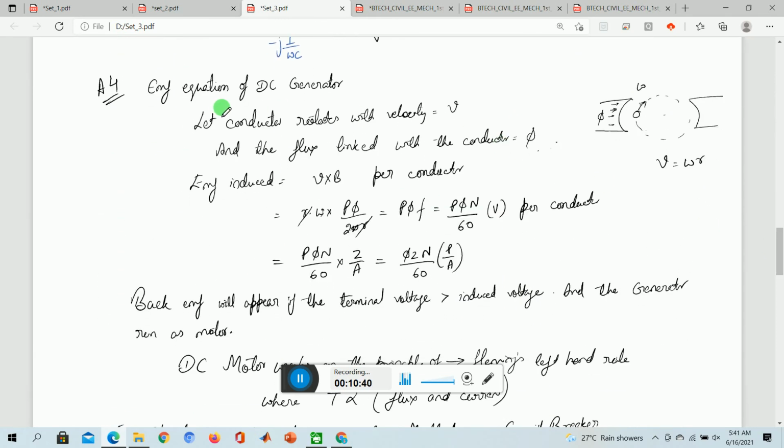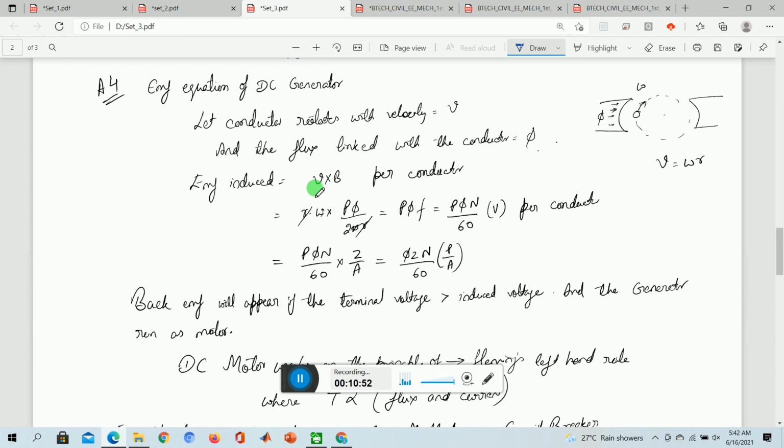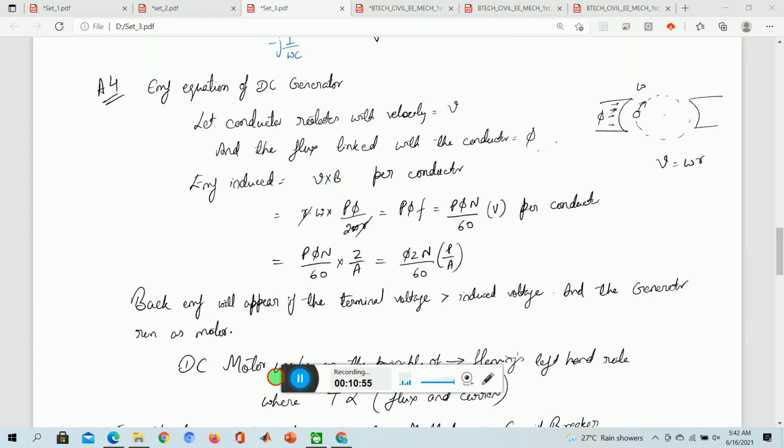Next is EMF equation of our DC generator. So you can have a DC generator, the conductor is rotating, and if it is rotating, the EMF induced, for one conductor, is given by V into B, and then you can convert V as R into omega. B is the flux density, the total flux is P into phi, and total area of the 2 pi R, and you can get P, phi and F, and this F we can have this 2 pi and omega, the 2 pi term cancels out and the only term remaining is F, frequency.